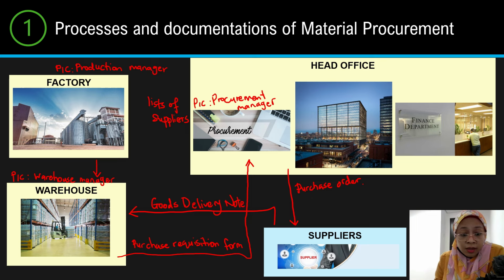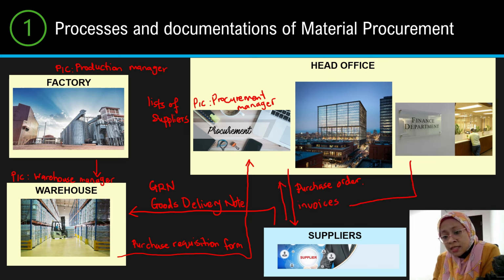And upon receiving it, the warehouse manager will fill out the form GRN, Goods Receive Note. Then the supplier will issue an invoice to the finance department. The finance department will cross-check with the number of goods received, and will release the payment to the supplier.